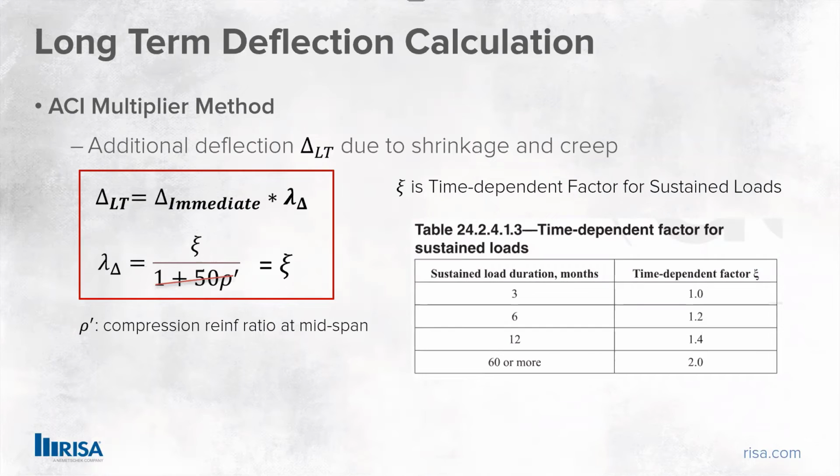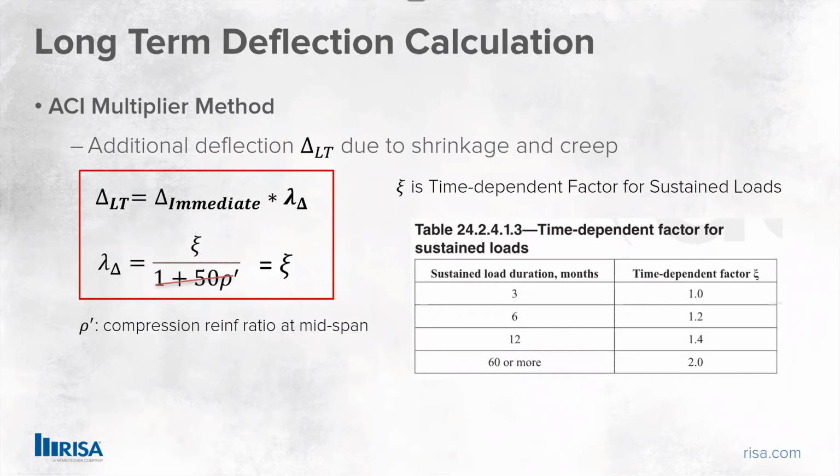So if you look at these equations in the red box, your delta LT, which stands for the long-term deflection, will be equal to your delta immediate times the factor lambda delta. So the delta immediate will be your immediate deflection due to your sustained load. And then we would times a factor to calculate the deflection due to the long-term factors. So the lambda delta will be equal to xi divided by 1 plus 50 rho prime.